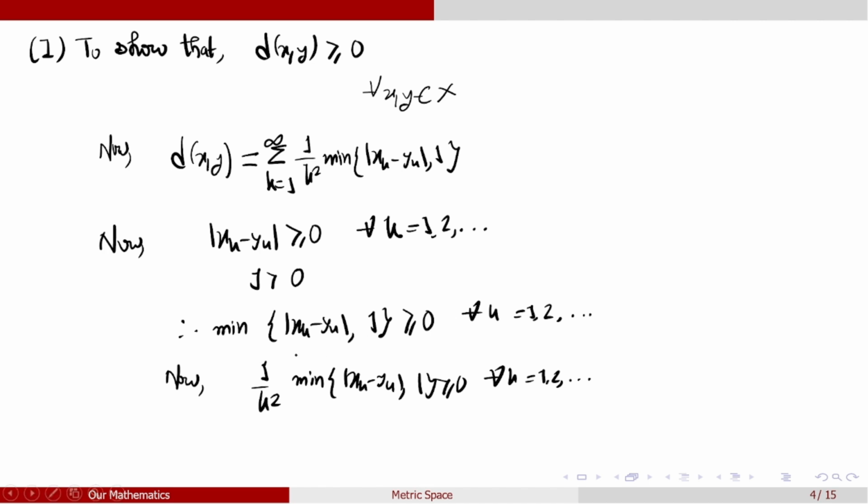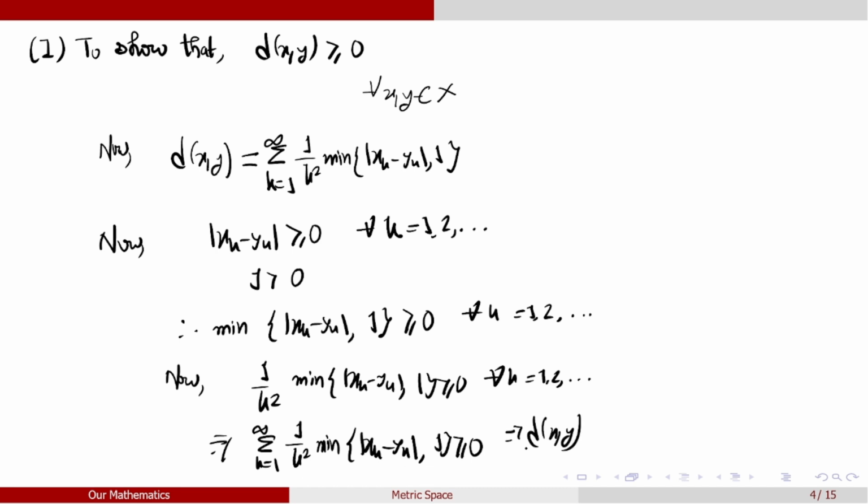If this is true, then that means what? That means all terms are positive, then their sum would also be positive, since the summation of non-negative numbers is also non-negative. That's why the summation k from 1 to infinity of 1 by k square minimum of |xk minus yk|, 1 is greater than or equal to 0, and this implies d of x comma y is greater than or equal to 0 for all x comma y in capital X.